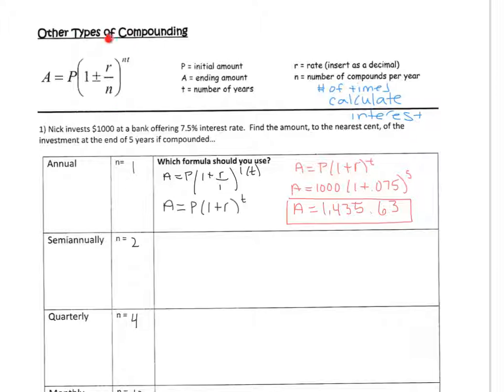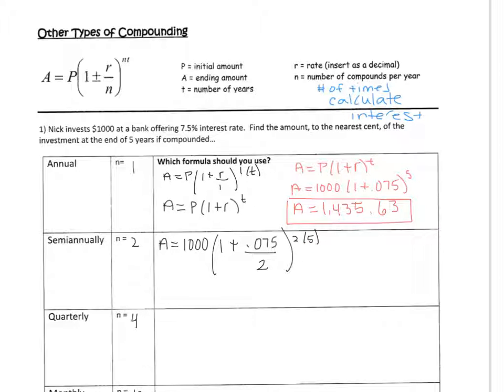Now I'd like to show you how to use this formula for semi-annual. So A, we want to find out. P is what we are starting with. So Nick is starting with the $1,000. 1 plus my rate divided by my number of compounds. So my rate is 0.075. My number of compounds is N, and in this case it's semi-annual, so it's 2. And up here is to the NT power. So the N is 2, and the number of years, T, is 5.